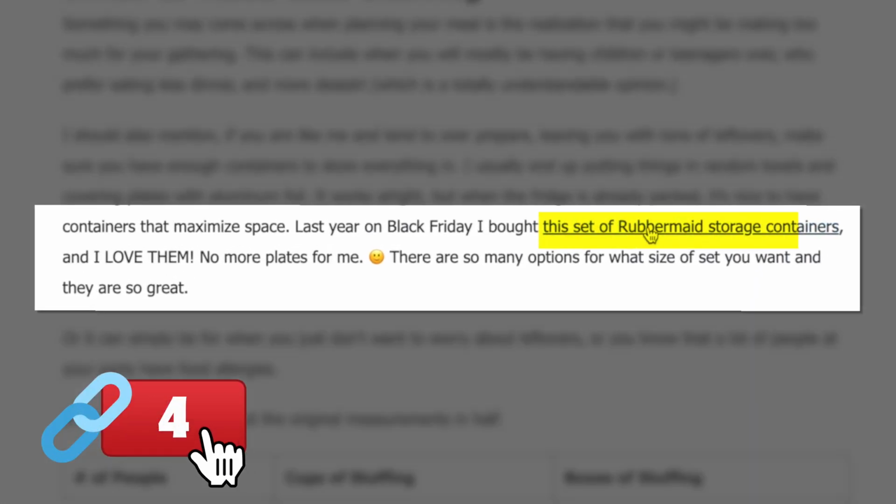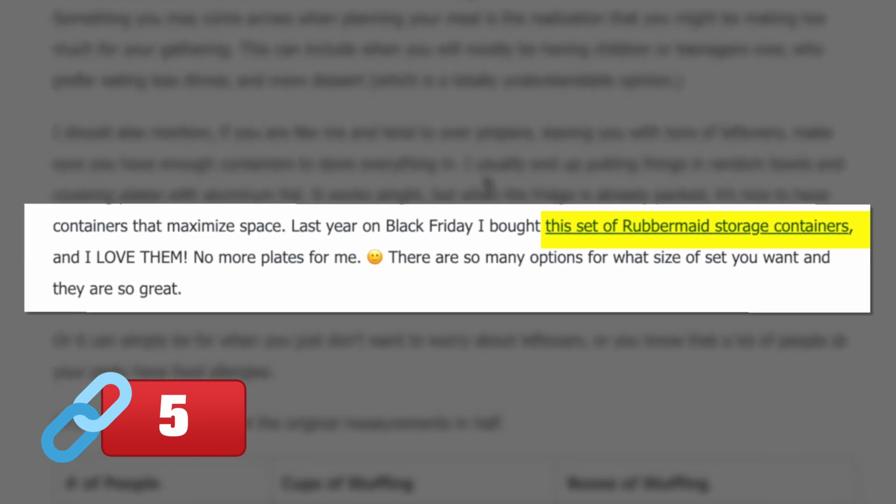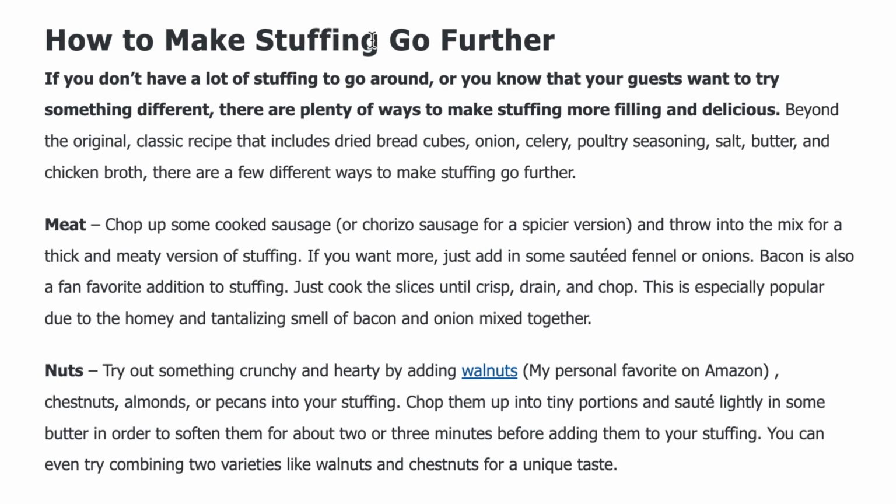Then we have one here about Rubbermaid storage containers. This is because we're talking about leftovers. What's gonna happen when you're done with your Christmas dinner and there's a whole bunch of stuffing left over? Well, you know what? Go buy some Rubbermaid storage containers. There you go.